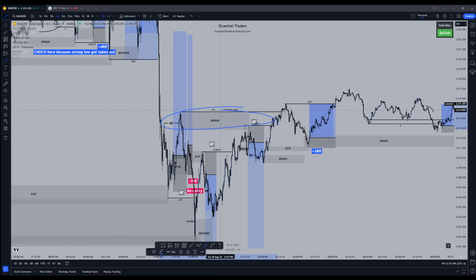Price will not always perfectly trade like this. Price will not always perfectly trade like that. So you want to keep that in mind when you're trading.